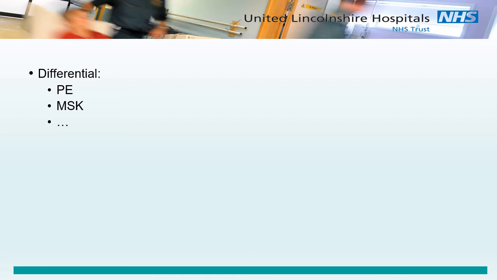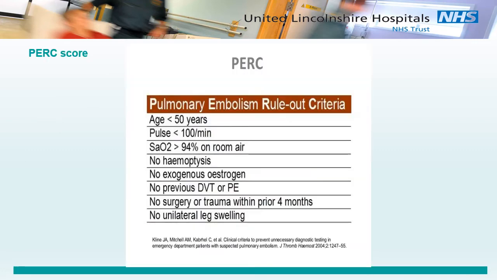So how can we exclude the PE for such a patient with that kind of pain? We need to apply the pulmonary embolism rule-out criteria. Basically, if the patient meets all of these criteria, we can clinically rule out the pulmonary embolism, and we don't need to do any further investigations.